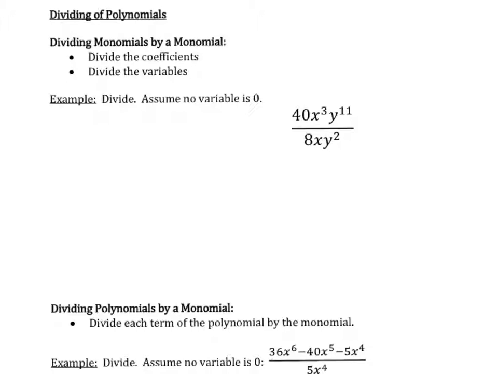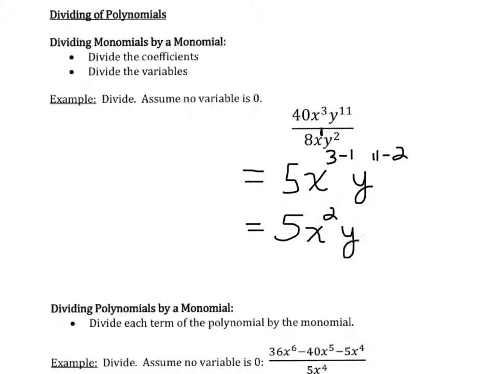But if we look at this example here, if I wanted to do this division, I'll do the 40 divided by 8, which is 5. And you have to remember that when you're dividing and your bases are the same, you subtract your exponents. So I have x to the third, and remember there's a 1 understood to be there, and I'm going to write this out. That'll be 3 minus 1 times y to the 11 minus 2. Of course, we can simplify those further. 3 minus 1 is 2, and 11 minus 2 is 9. So I will get 5x squared y to the 9th. That is a 9 there. All right. That's dividing two monomials.